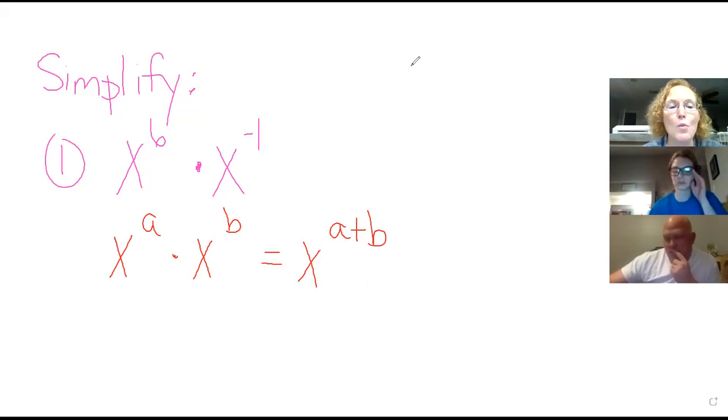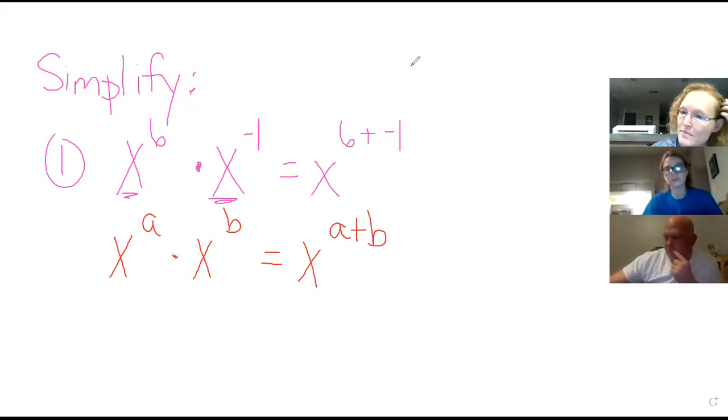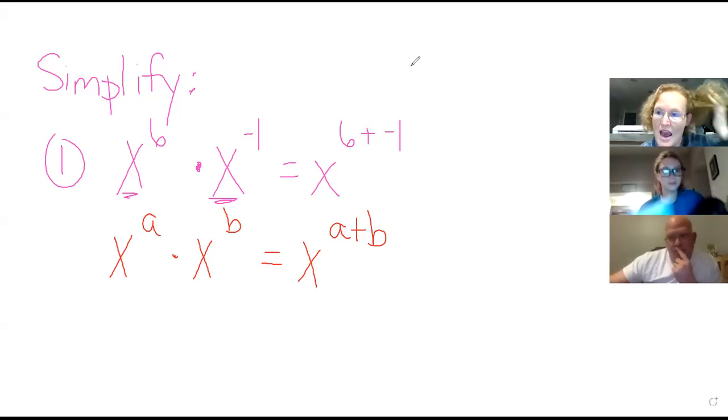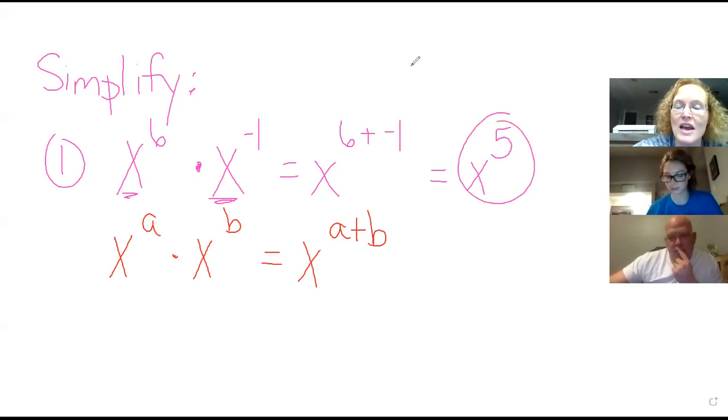So you have one base, x, I'm going to underline it here. Remember, they have to be the same, and you're multiplying, and you've got two different exponents. But since you're multiplying, what you do is you keep that the same. So we're going to keep that x right there, and we're just going to add 6 plus negative 1. And then you're going to want to make sure that you simplify that. And so 6 plus negative 1 is 5. And so my answer would just be x to the fifth.